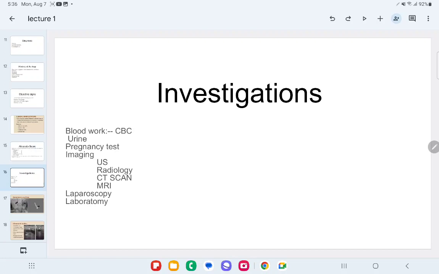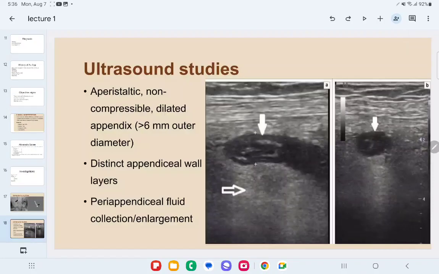Imaging: ultrasound will show a non-peristaltic, non-compressible, dilated appendix more than 6 millimeters in diameter. It will show distinct appendiceal wall layers, and the wall can be thickened. If there is fluid outside, it shows a fluid collection, and enlargement of the appendix can be there.